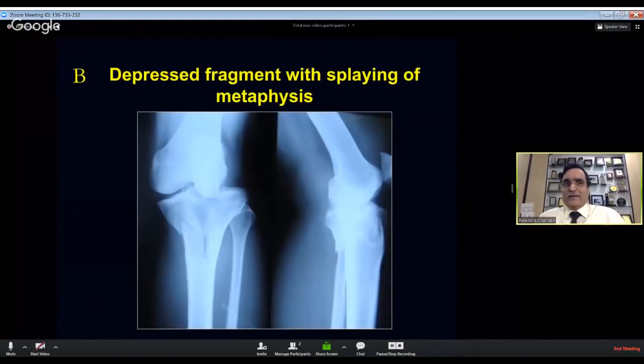The second major category is a depressed fragment with splaying of metaphysis. So note here what has happened. The tibial condyle has depressed into the tibial condyle, and there is a wide tibial intercondylar distance widening. So there is a splaying of metaphysis.